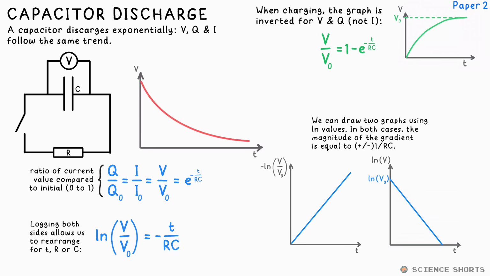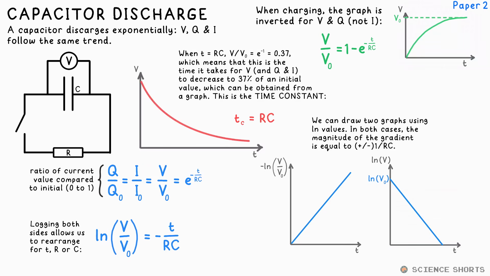This is needed when doing an experiment to find an unknown capacitance. We measure V as it changes with time as it discharges. Then we can either do a graph of minus ln(V over V0) against t, and the gradient will be 1 over RC, or we can use our log identities to say that ln(V over V0) is equal to ln V minus ln V0. We plot ln V against time, and again the magnitude of the gradient is equal to 1 over RC.